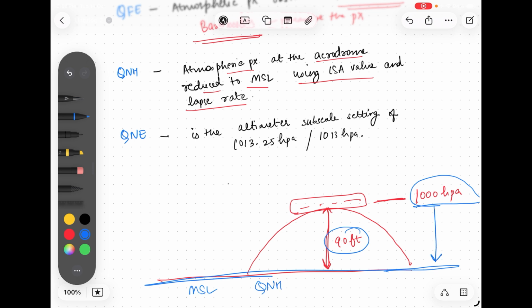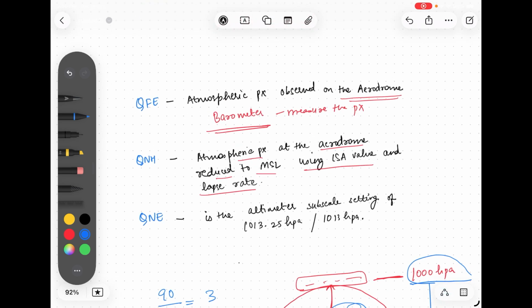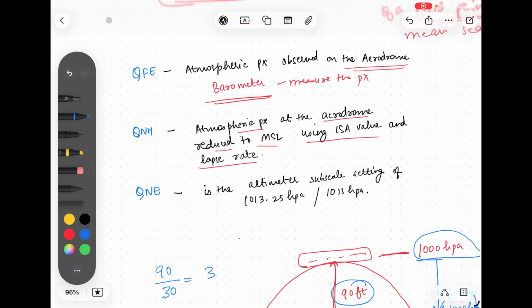So 90 feet, that means 90 by 30, which is 3. So my hectopascal will increase by 3 value, because I am going 3 times 30 feet lower. So my hectopascal increases by 3 hectopascal, making it 1003. So now my QNH is this. This is what the definition is saying. Now you read the definition again, you will understand. Now QNE is the altimeter subscale setting of this. You can put the exact value or you could just put this for calculation purposes like we normally use. This is the standard value by the ISA.